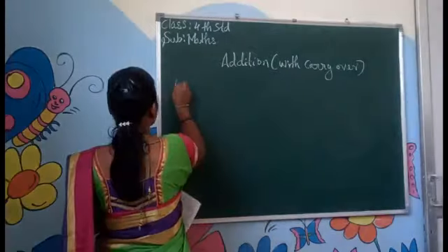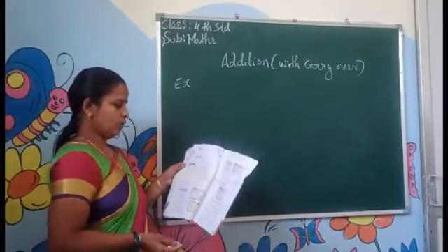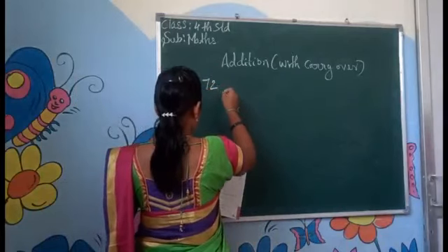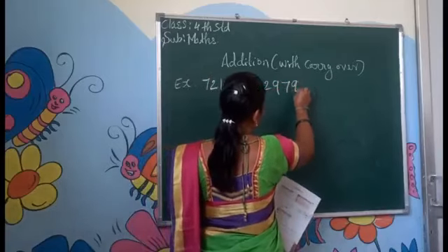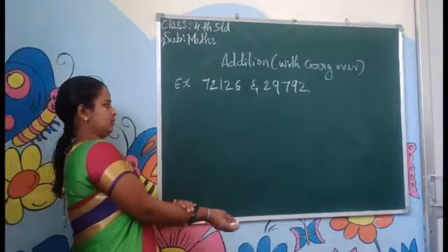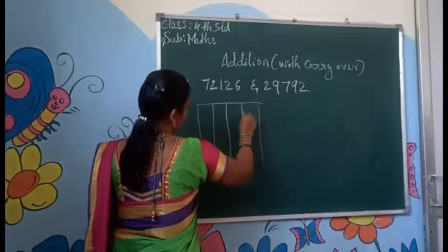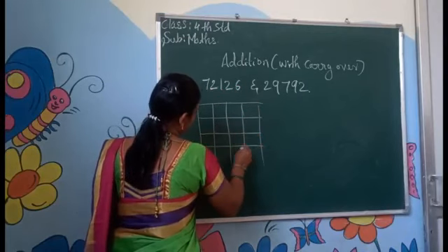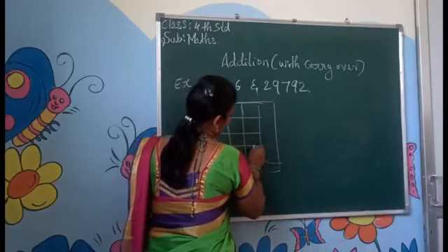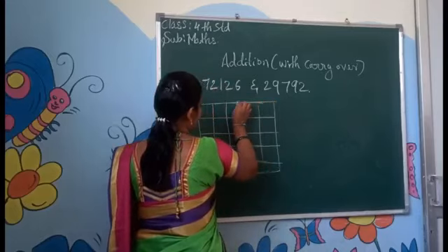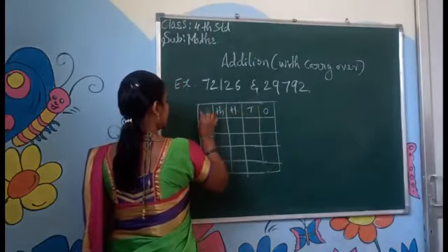See one example. Already we know how to add. Always we start addition from right to left. 72,126 and 29,792. How to add this? First you have to make a column, to avoid mistakes. We should add properly and place-wise correctly: ones, tens, hundreds, thousands, then 10,000.